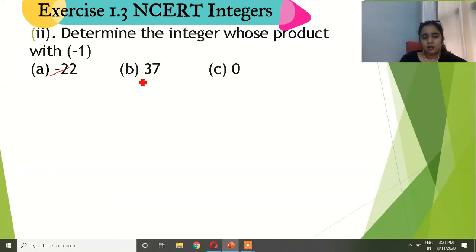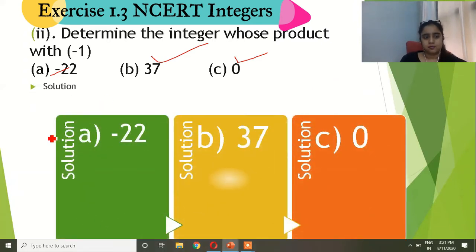Our third question, second part, is: determine the integer whose product with -1 is given. They have given me three parts, a, b and c. In a they have given the value -22, in b the value 37, and in c the value 0. What we have to do in this question is multiply these by -1. We will do the first part, that is -22, and multiply -22 by -1. So our solution is to multiply -22 with -1.